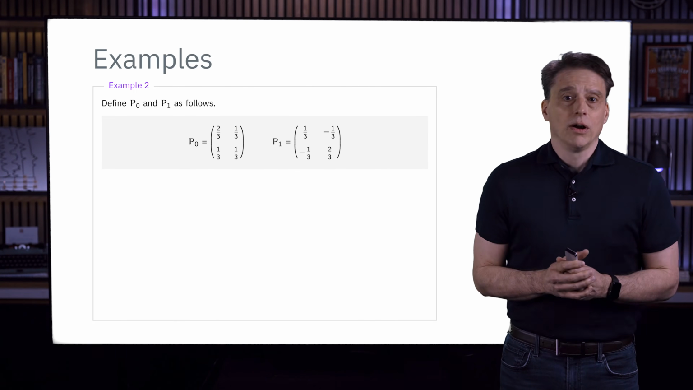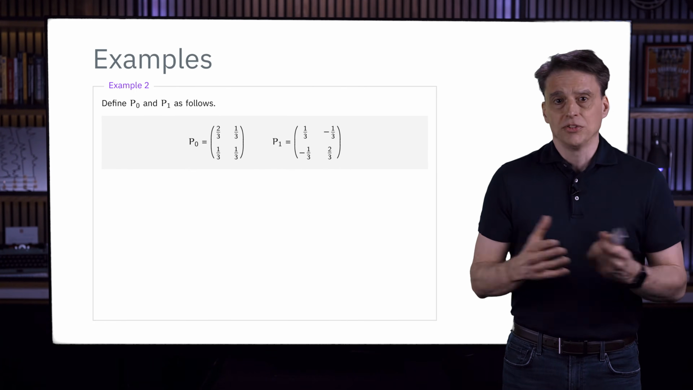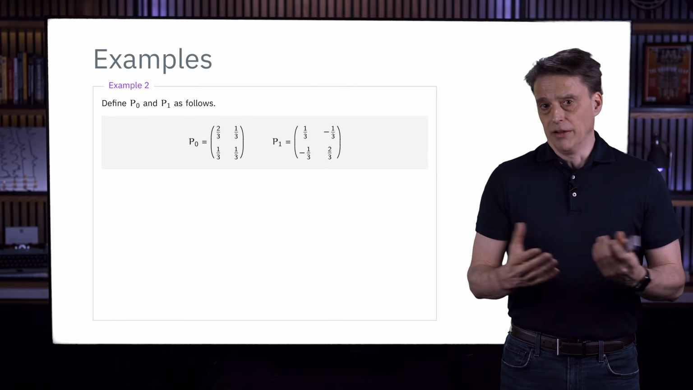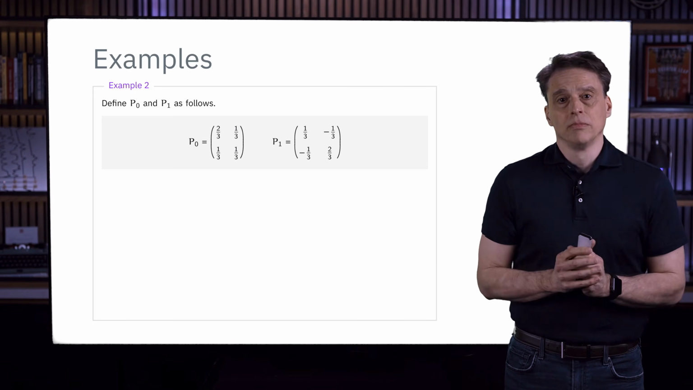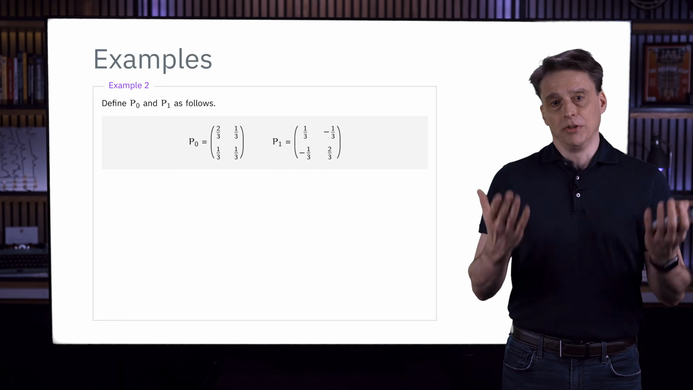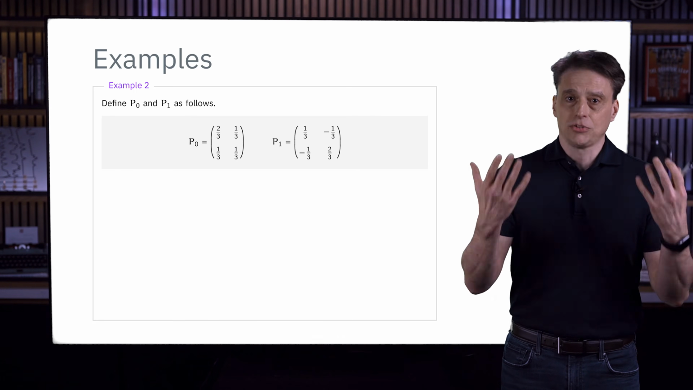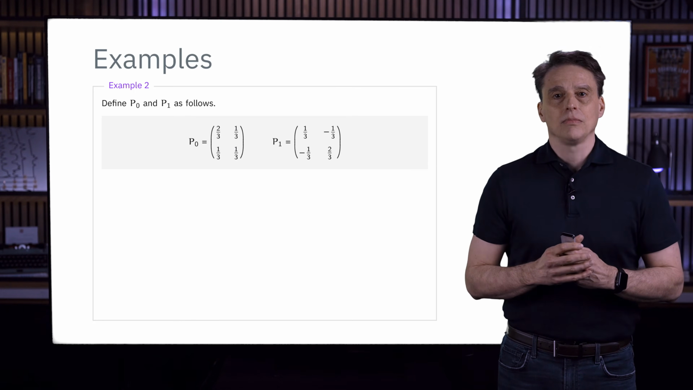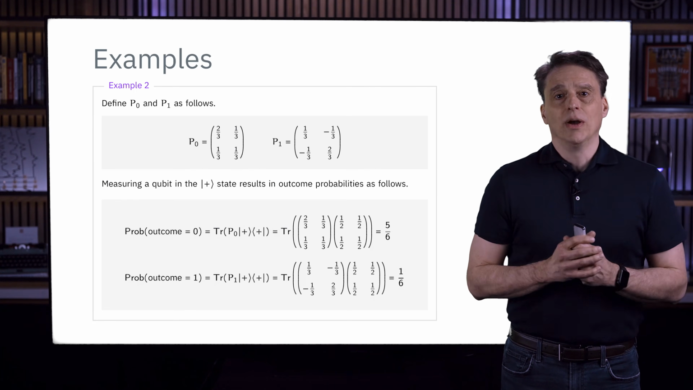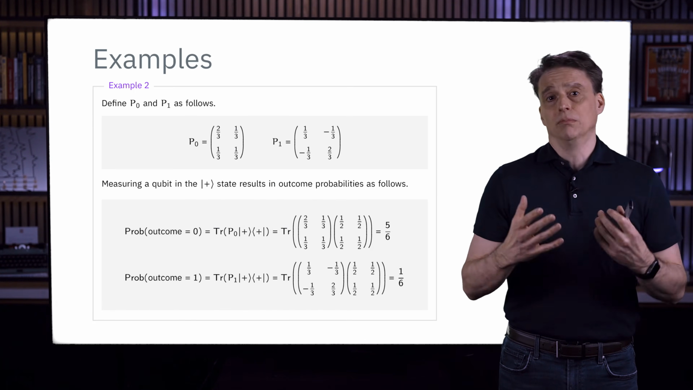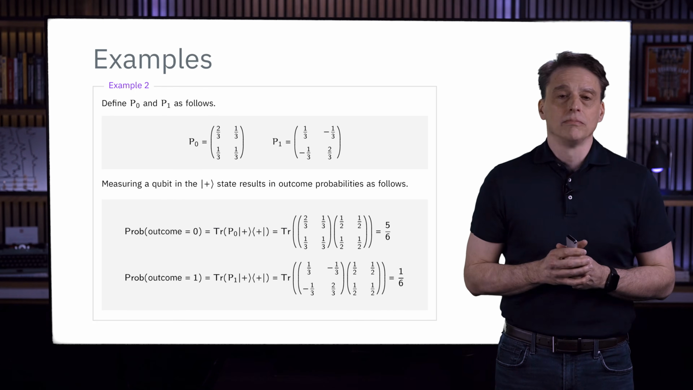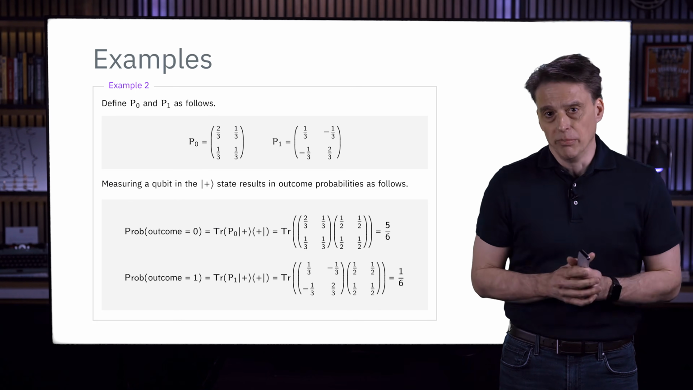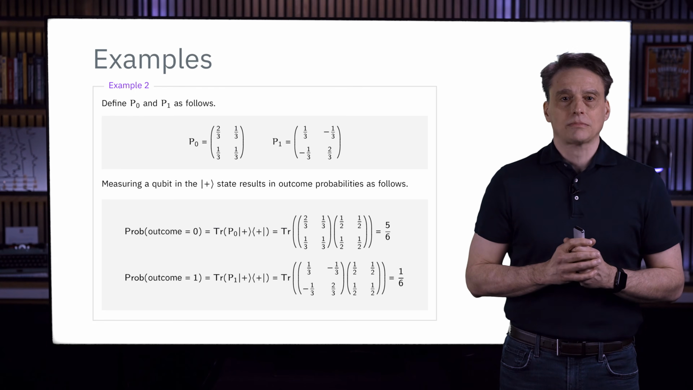Here's another example where this time the matrices aren't projections. They are positive semi-definite though, and they do happen to be density matrices, but that's not important. What is important is that they sum to the identity. So together they describe a measurement. We can see what happens when this measurement is performed on a qubit in the plus state, for instance, just to see how it works for one example of a state. And a calculation of the probabilities is shown on the screen.